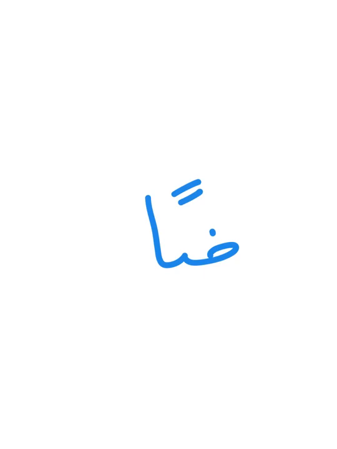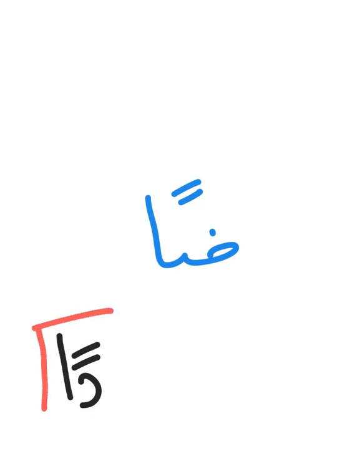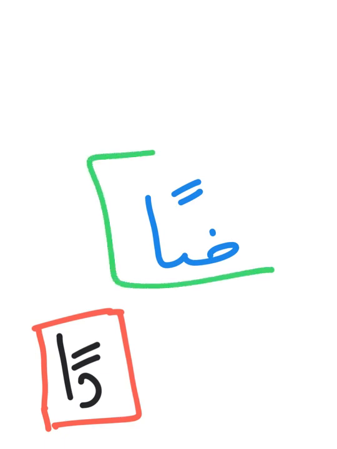Now let's look at it with two fathas. There we are. We've got a dad and it's got two fathas. So how do we read this? Dhan. So we're not going to say dan like here. This is a dal with two fathas. That's dan. This word at the bottom in the red box is dan. What is it? Dan. This one in the green box, it's full mouth. Dhan, like that.